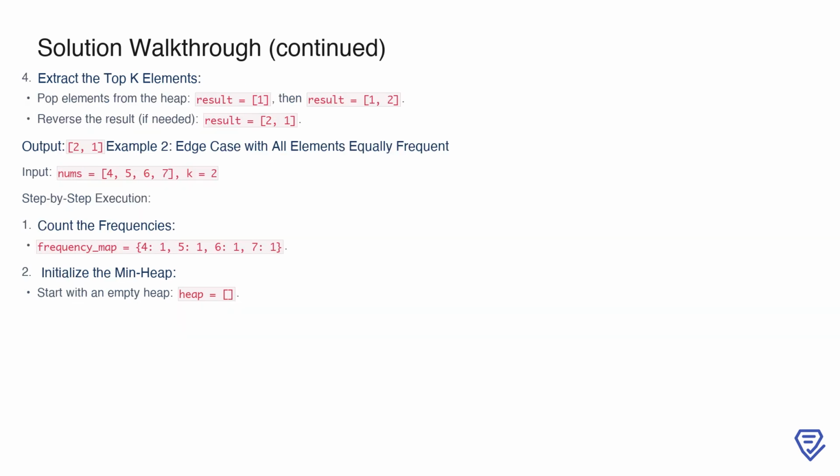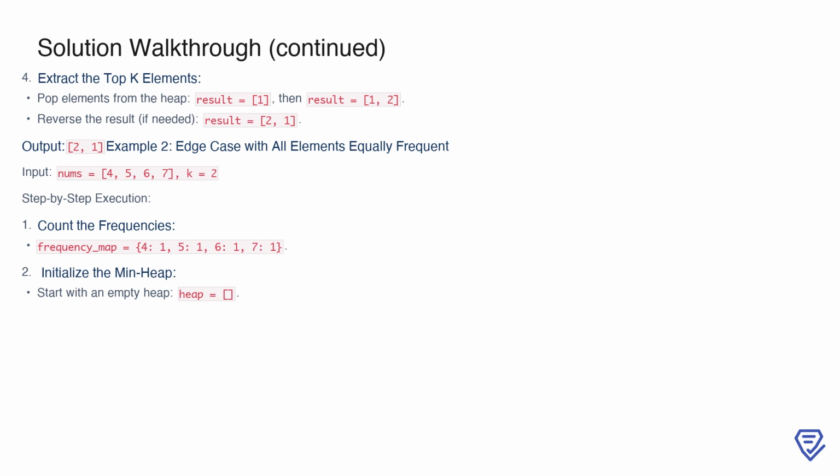Now that we have the heap containing the top k frequent elements, the next step is to extract these elements. We pop the elements from the heap, which gives us the numbers in order of increasing frequency. Starting with an empty result list, we first add 1 to it, then 2. The result list is now [1, 2]. To ensure the result is in descending order of frequency, we reverse it, which gives us [2, 1]. This is the final output for the first example.